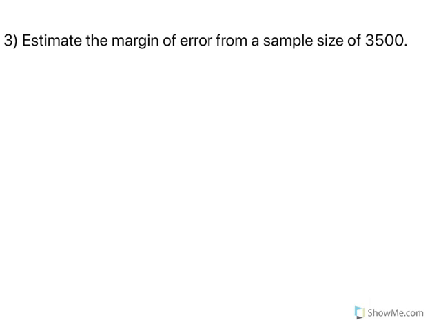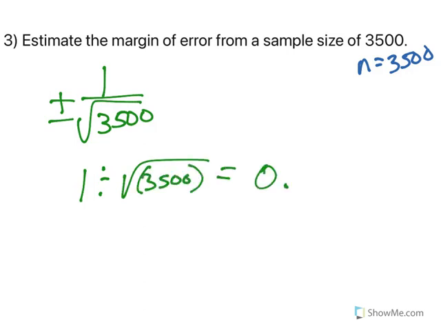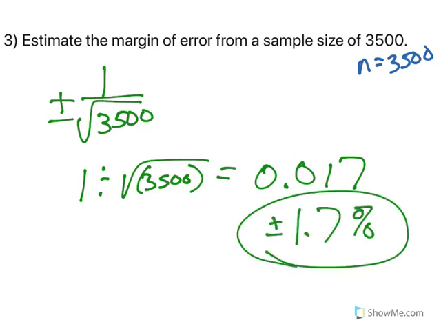Let's make our sample size 3,500. So now n is 3,500. So plus or minus 1 over the square root of 3,500. So 1 divided by square root 3,500, and that gives us 0.017. As a percent, plus or minus 1.7%.